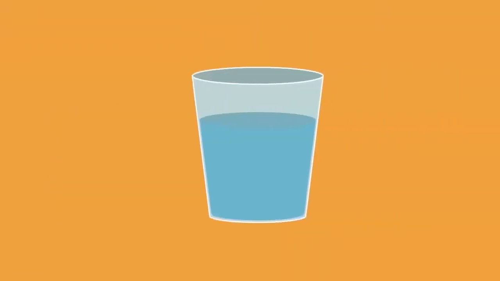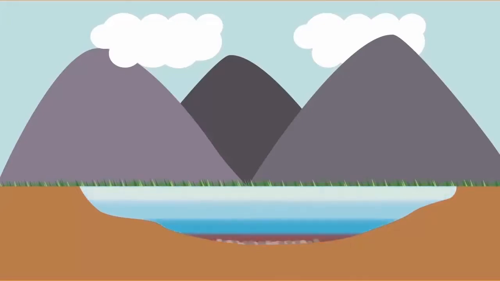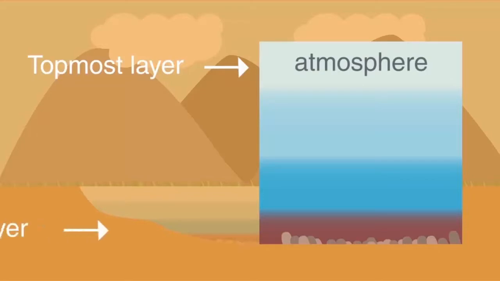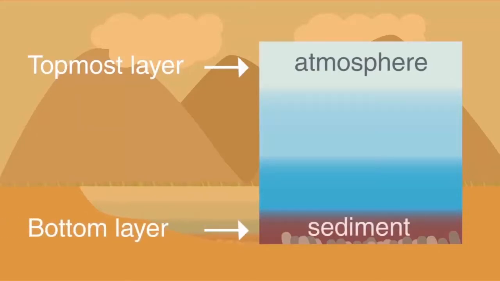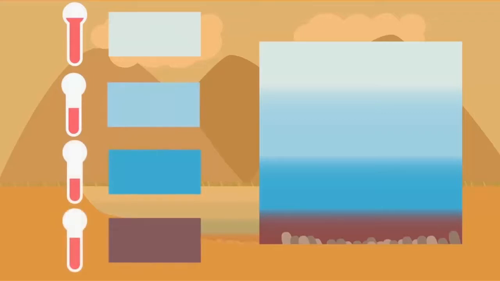A glass of water is very small and is only in contact with the glass, but even a shallow lake, which is much larger, is likely to contain different layers of water. We call these layers heterogeneous, which means not well mixed. So these layers will have differing characteristics. The topmost layer of water in a lake is in contact with the atmosphere, and the bottom layer of water is in contact with sediment. The temperature and solute content of the water will vary according to where you take a sample, and as a result of these differences, the lake presents a heterogeneous composition.